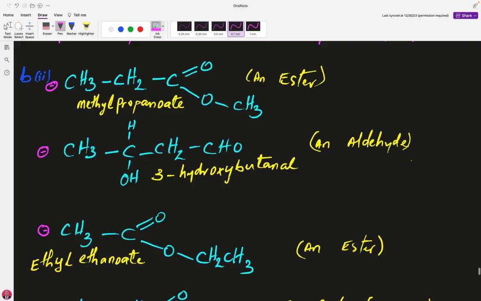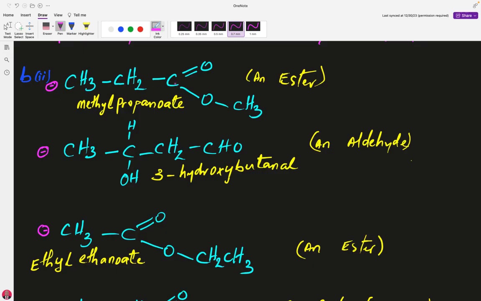The first structure here is methyl propanoate. We start naming from here. It's an ester. The first structure here is an ester. This is a methyl group, and then we start from here and end here. We say methyl. How many carbon atoms are here?